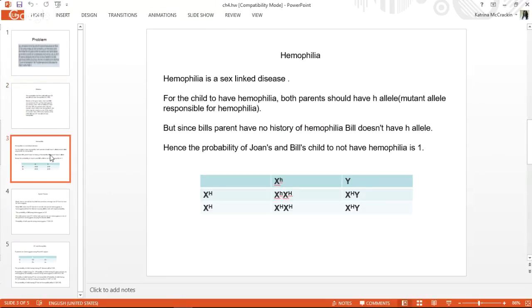Okay, so we're going to do a hemophilia Punnett square first. Hemophilia is a sex-linked disease. For the child to have hemophilia, both parents should have an H allele, or the mutant allele responsible for hemophilia. But since Bill's parents have no history of hemophilia, Bill does not have the small h allele. Hence, the probability of Joan and Bill's child to not have hemophilia is 1, because both of them would need to have it. The problem says we don't know if Joan has it or not, and we are sure that Bill does not have it. And so the probability that the child will not have hemophilia is 1.